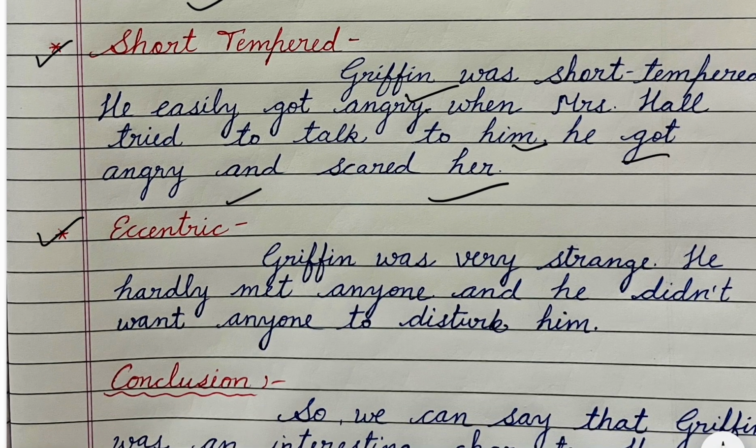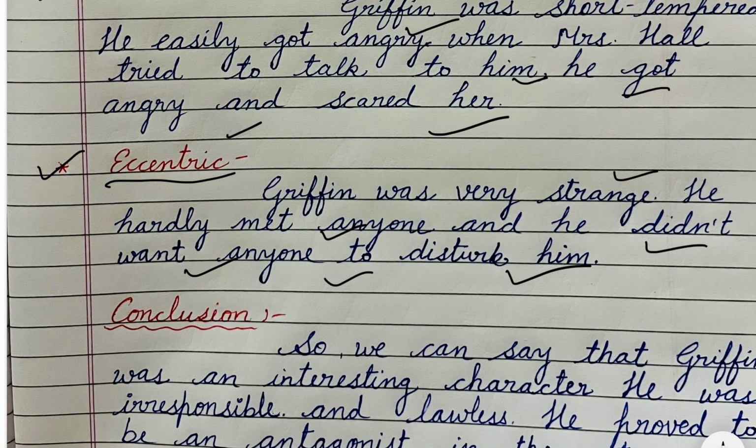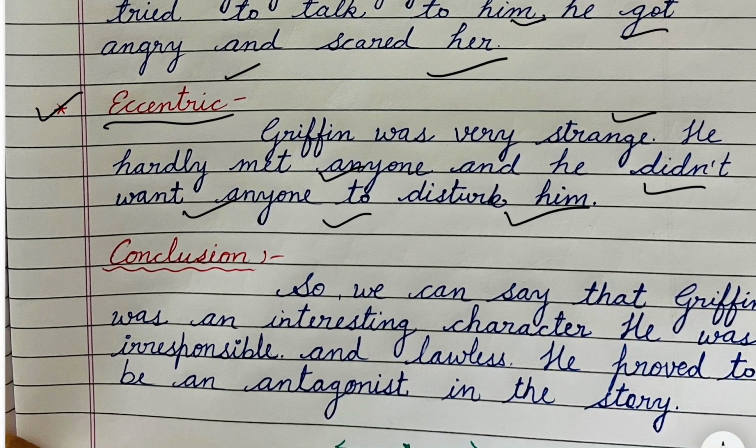Next point is eccentric. That means once again somehow strange. So Griffin was very strange, very eccentric. He hardly met anyone and he did not want anyone to disturb him. Or you can write it like this: He did not like any kind of disturbance.